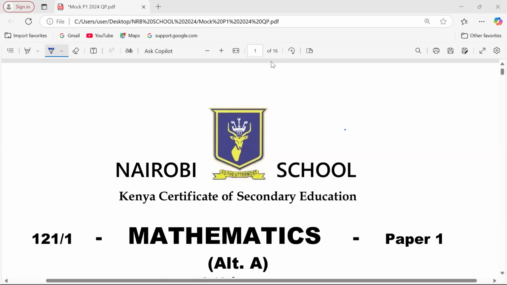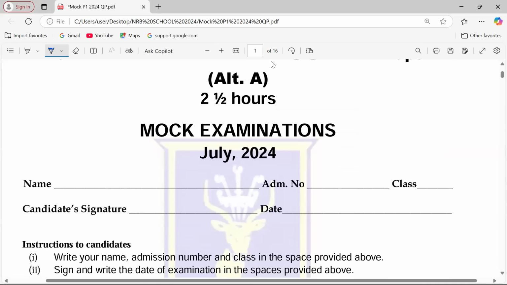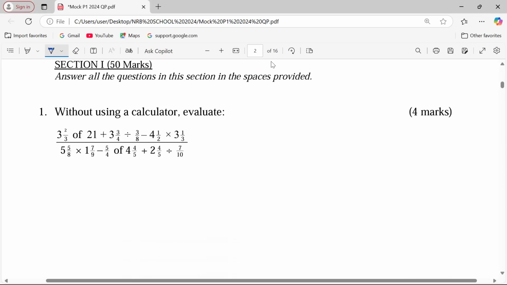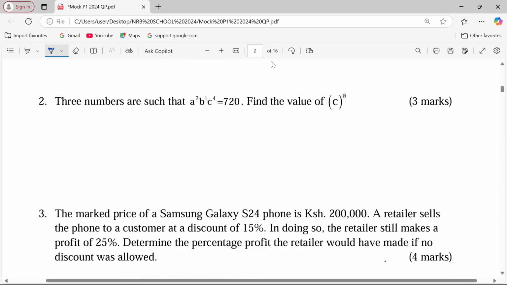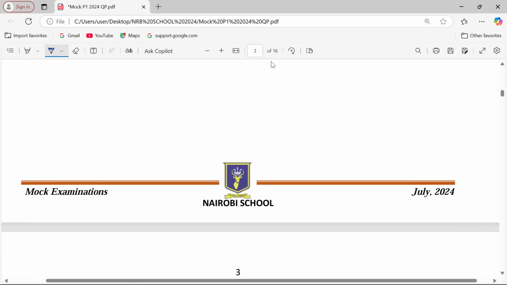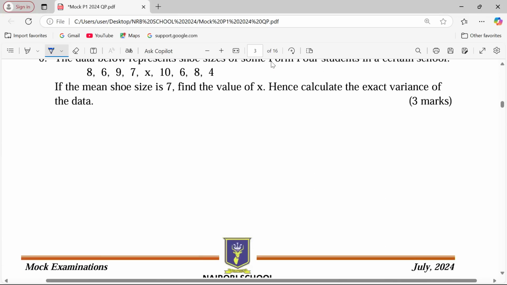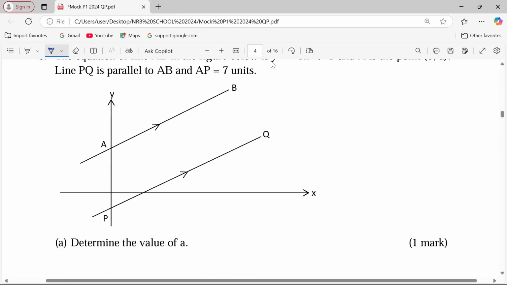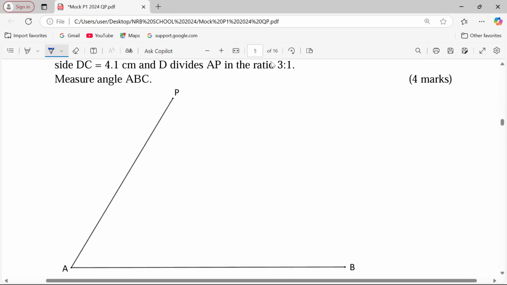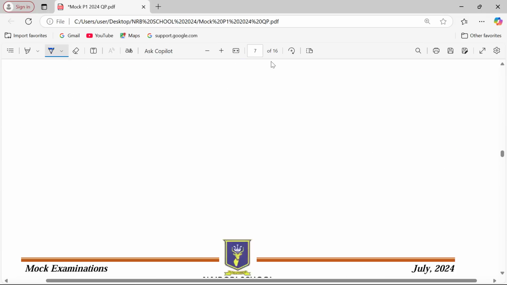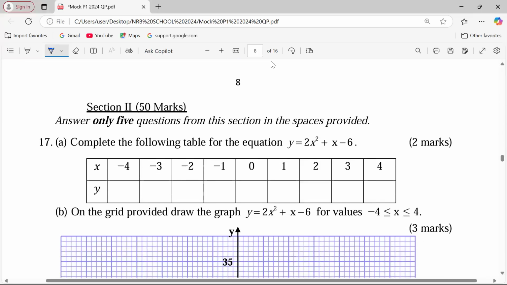Welcome to today's lesson. We're going to study the Nairobi School Examination, Mathematics Paper 1. Section 1 of this paper has already been uploaded in Shifting Grades online school, so you can follow up with our programs to see the workings in this section. In this lesson, we're going to handle section 2 of this exam, which begins from number 17.